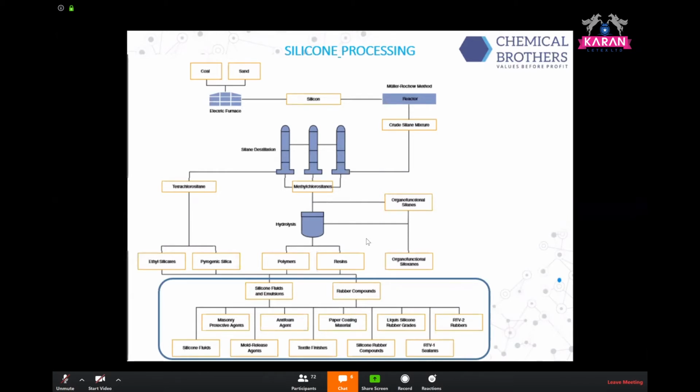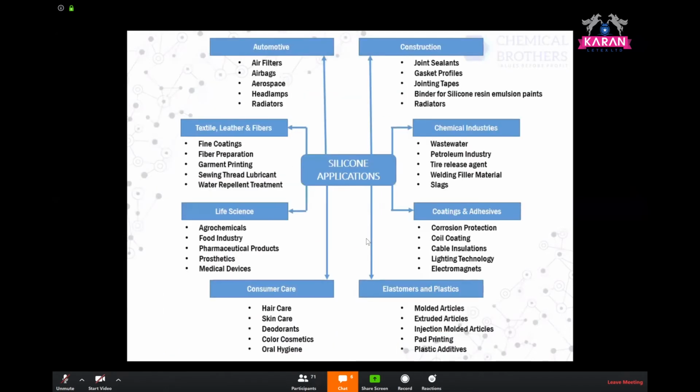As we can see, it starts from coal and sand, with the addition of silicon metal, and passes through a reactor and many other processes. Last, we have three types of silicon elastomers: silicon fluids and emulsions, liquid silicon rubber, and third, hard silicon rubber. These are all used in different kinds of industries as per their applications and characteristics.